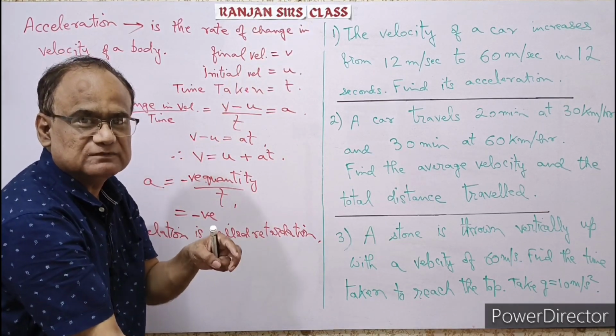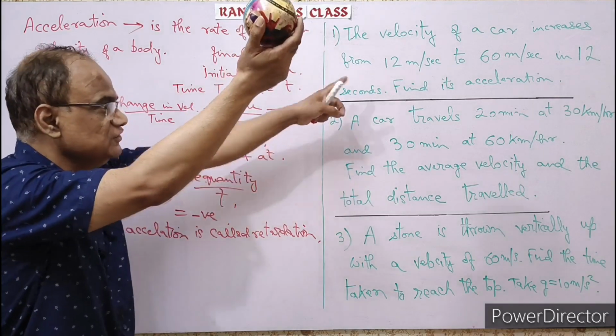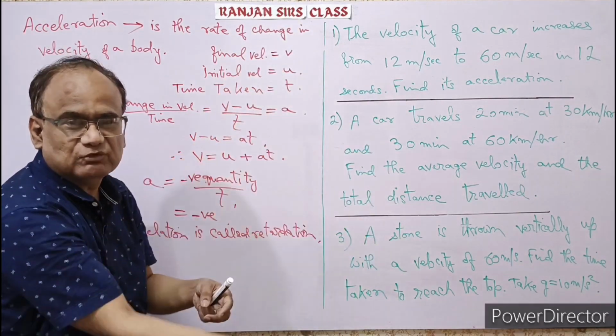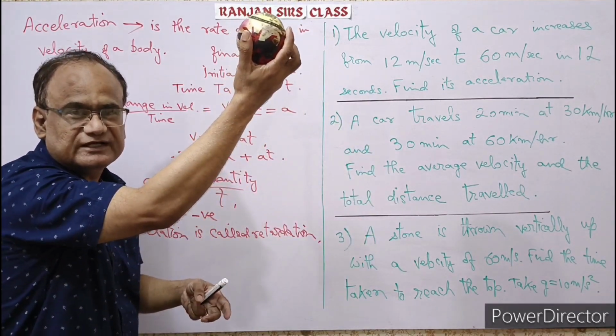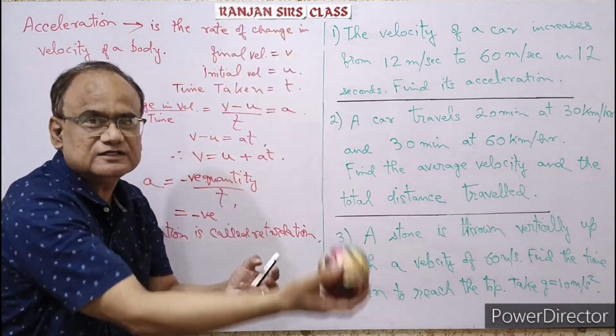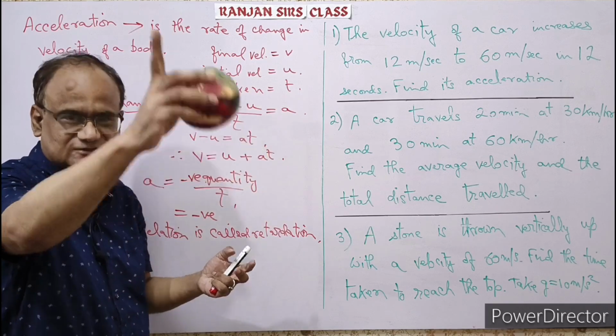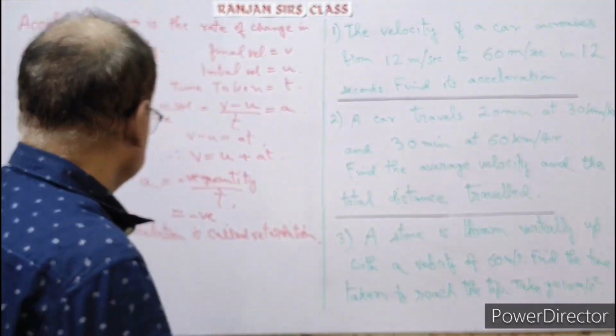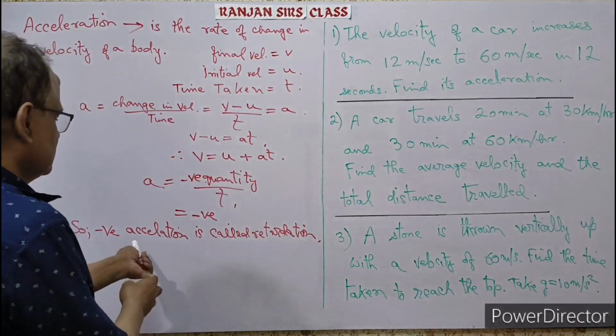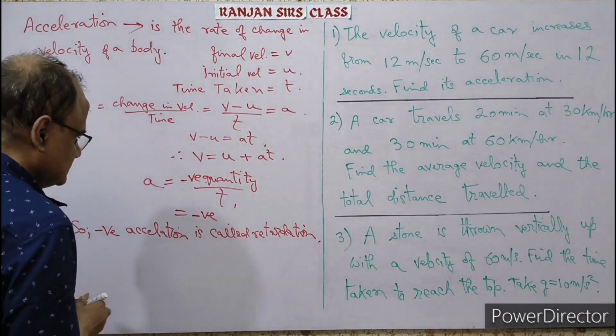So in the problems, when you are doing the numericals, when the ball is going up, acceleration you will take as negative, and when the ball is coming down, acceleration will be positive. Got the point? Good. Okay, now let us proceed. You have understood what retardation is.